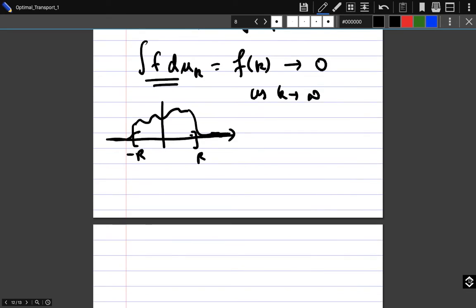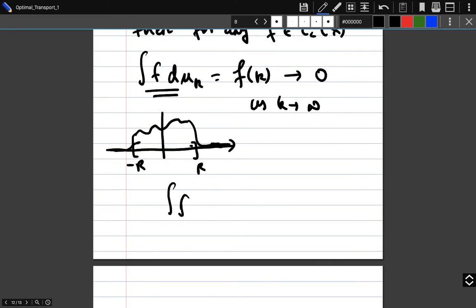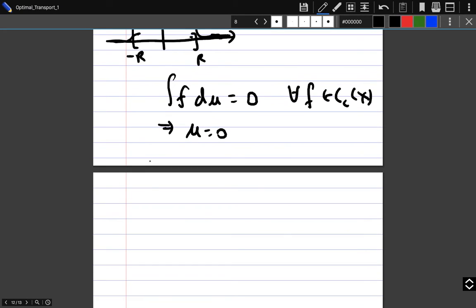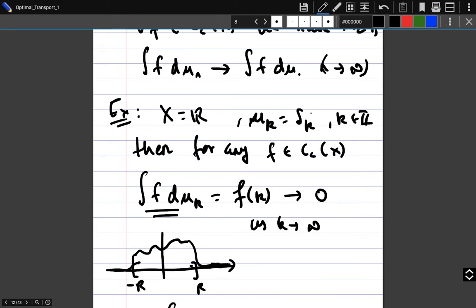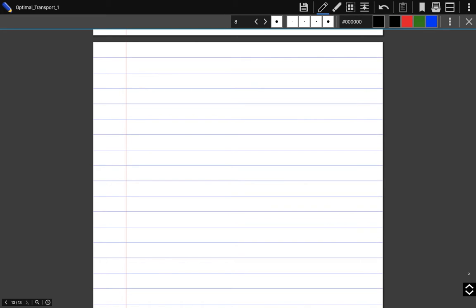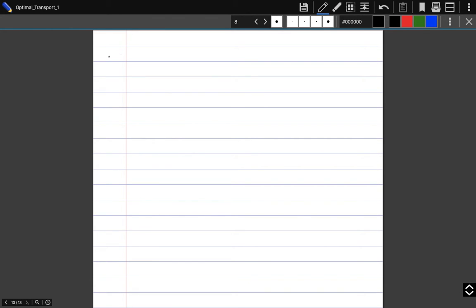So in particular, what must happen is that the integral of f d mu must be 0, and this happens for all f that are compactly supported. And this implies that the measure must be the trivial measure. So you can see that even though the mu k were themselves probability measures, mu is not. So this is unfortunate, and maybe we have to work harder and come up with a stronger notion of convergence. And this is exactly what narrow convergence will provide us with.